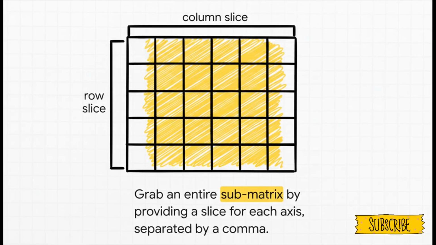But here's where things get really powerful. With multidimensional arrays, you just add a comma. You can provide a slice for the rows and another slice for the columns. In one clean line of code, you can carve out an entire subsection of your matrix. This is something you'll use all the time when you're cleaning and exploring data.